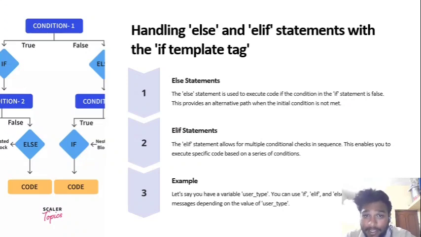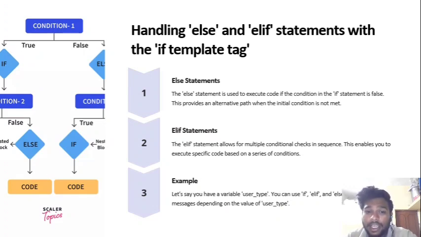Let us see how to handle else and elif statements with the if template tag. The else statement is used to execute the code if the condition in the if statement is false. This provides an alternative path when the initial condition is not met. That means if the if condition becomes false, then automatically the content in the else statement will execute without checking any conditions.